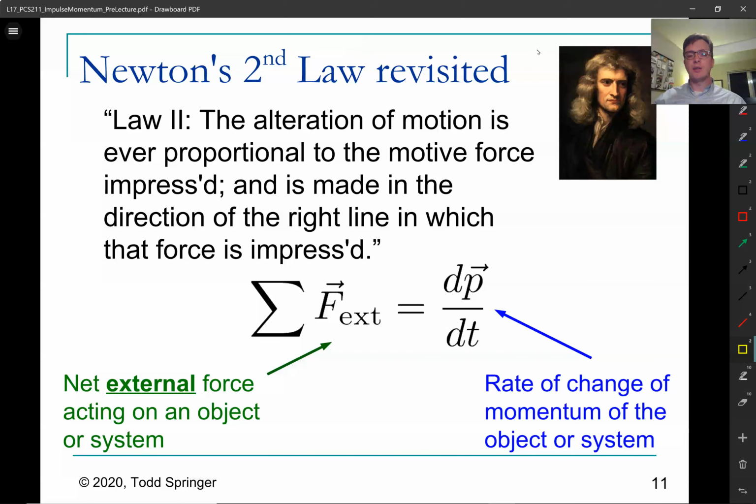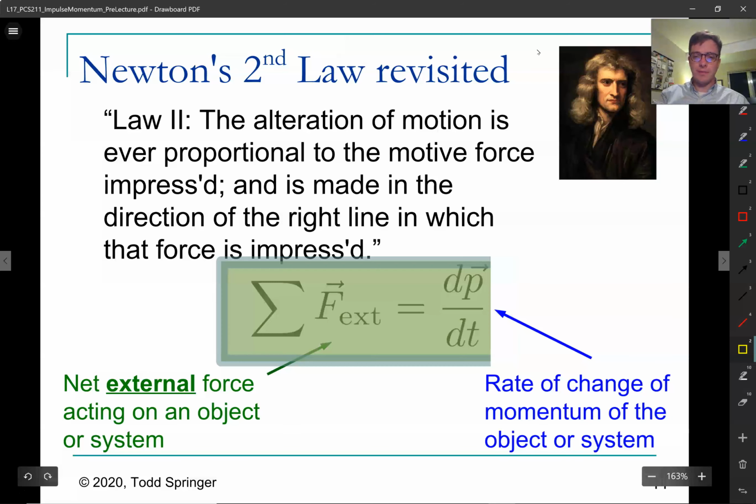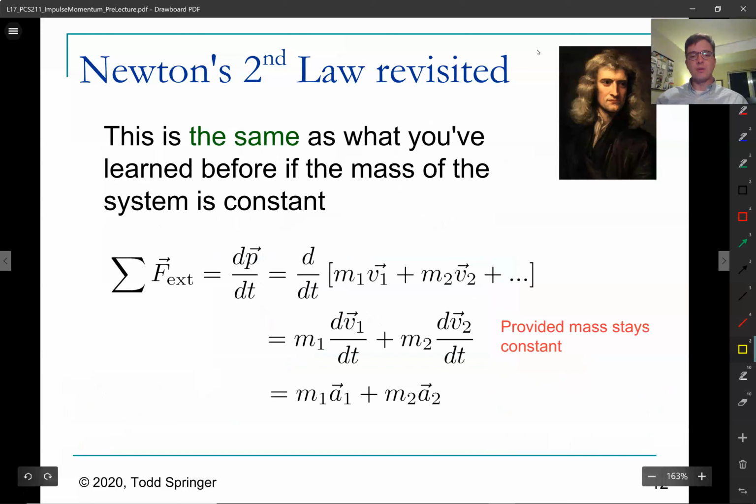But he was actually saying that the sum of the forces is equal to dp dt, the rate of change of momentum. And I'm going to show you now that that's the same thing as F equals ma. So when you see this, the net force is equal to dp dt, that's really just another way of writing Newton's second law. It's another way of writing F equals ma, but in terms of momentum instead of in terms of mass and acceleration. Here's a proof that this is the same thing.